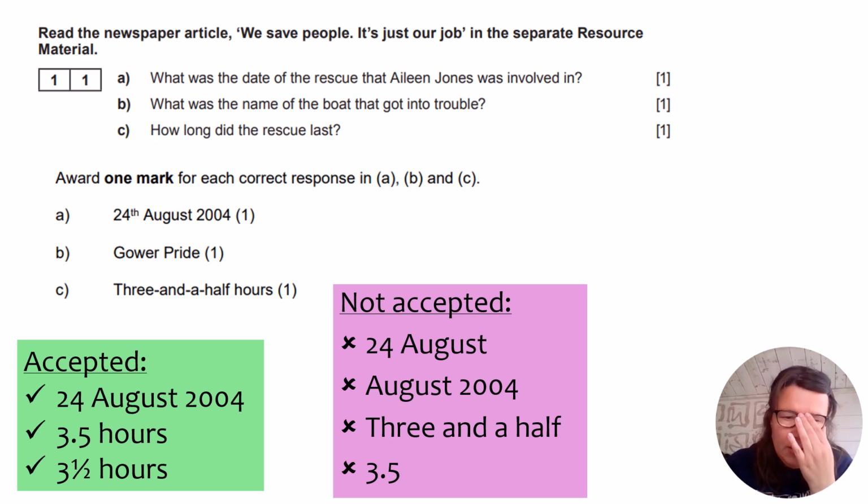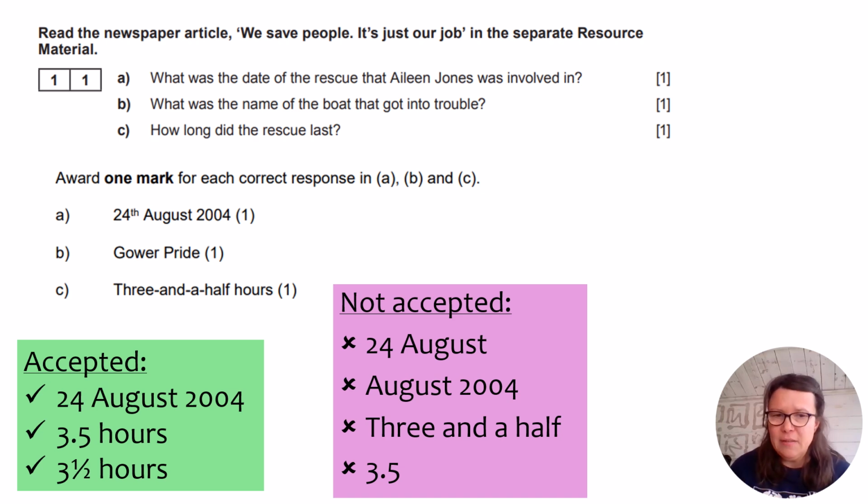So with this particular example here, the answer to the date is the 24th of August 2004, and they would have accepted the 24th of August 2004 as long as those 3 parts were there. They would not have accepted just the 24th of August. They would not have accepted August 2004, and that goes the same with the how long did the rescue last.